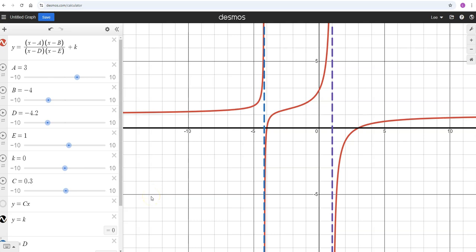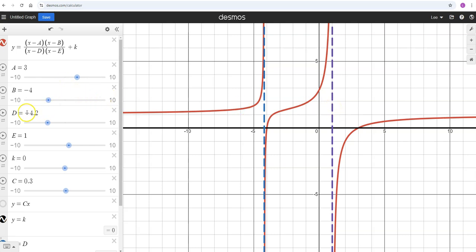Hey everyone, just gonna talk a little bit about rational functions and their graphs and some things that you can do with them. So right now I have a rational function up here with a few variables inside. So we've got x minus a, x minus b on top, x minus d, x minus e on the bottom. And you see the graph over here, the vertical lines, those are the vertical asymptotes.